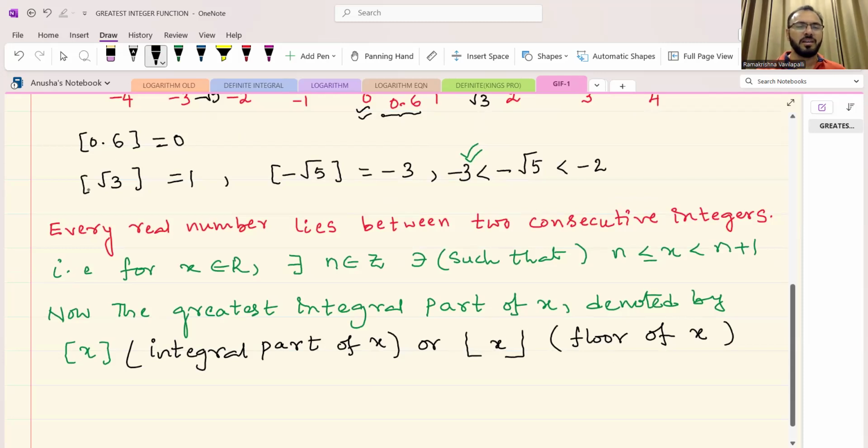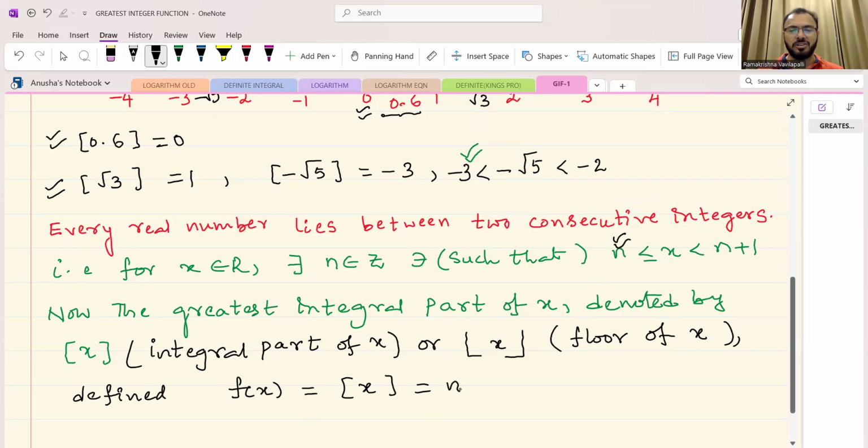Like you see, integral part of root 3 equal to 1. Integral part of 0.6 equal to 0. It is defined as f of x equal to integral part of x equal to n, where n is an integer, n less than or equal to x less than n plus 1.